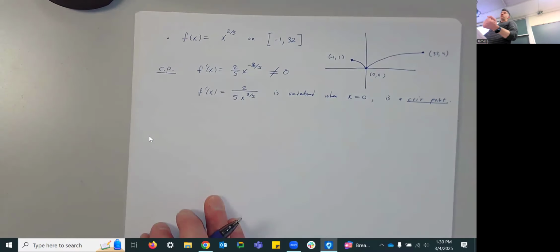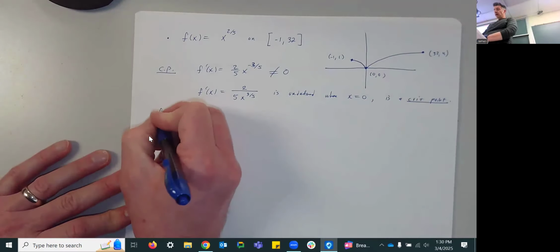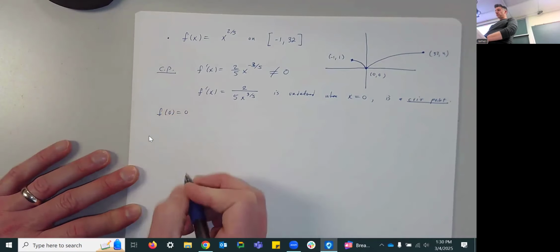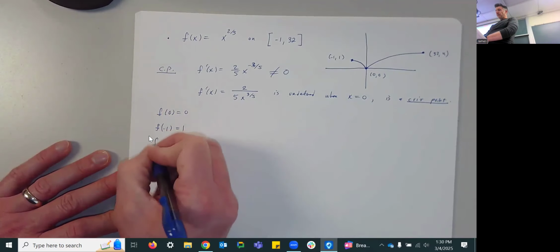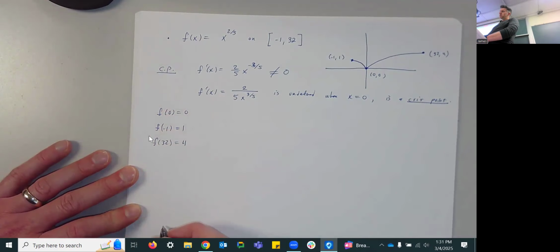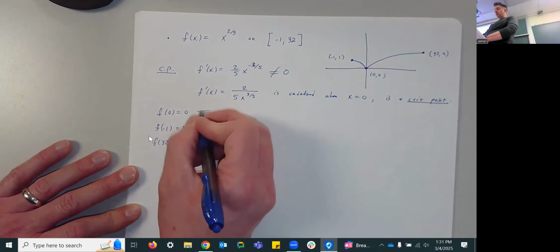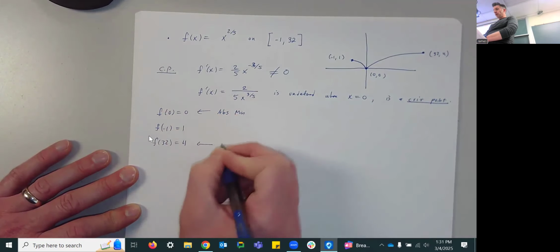And just like before, we're going to test these 3 or however many points we have. In this case, 3. And again, we've already kind of got the answer in front of us. We can see that f of 0 is 0, f of -1 is 1, and f of 32 is +4. Clearly, 0 is our absolute minimum. 4 is our absolute maximum.